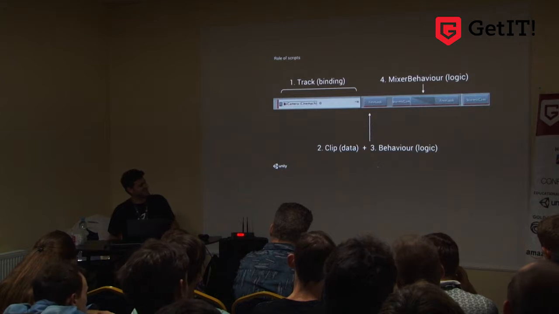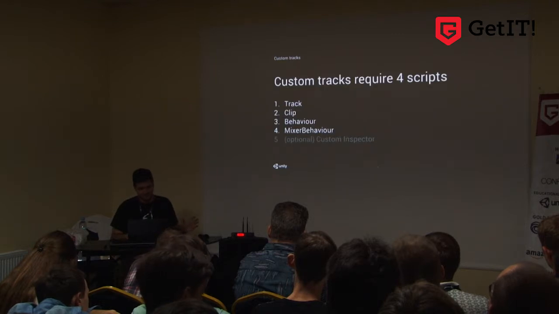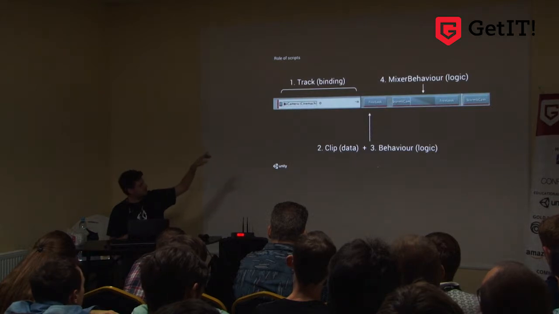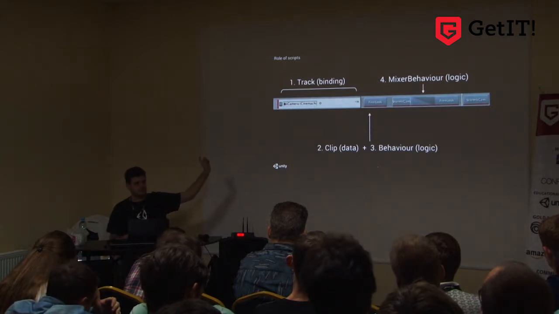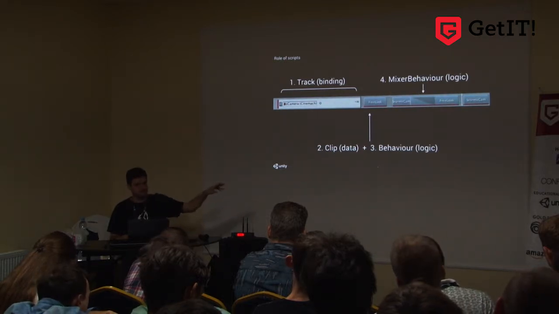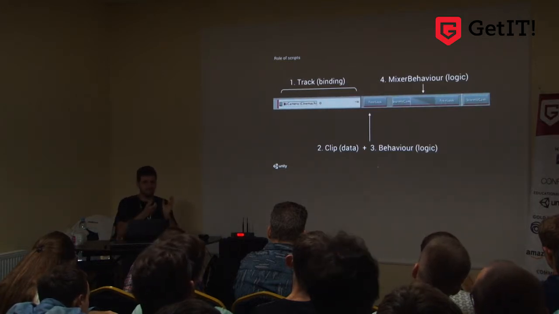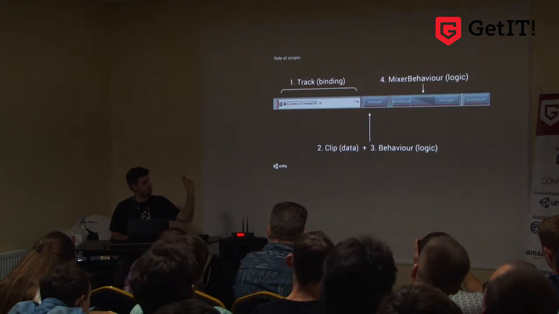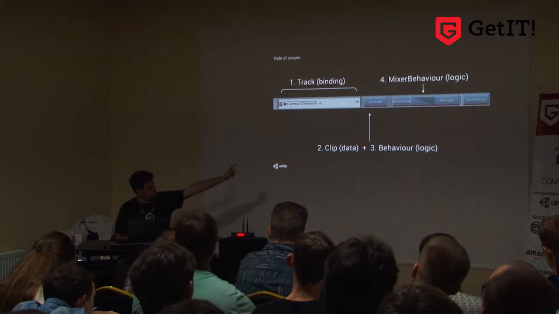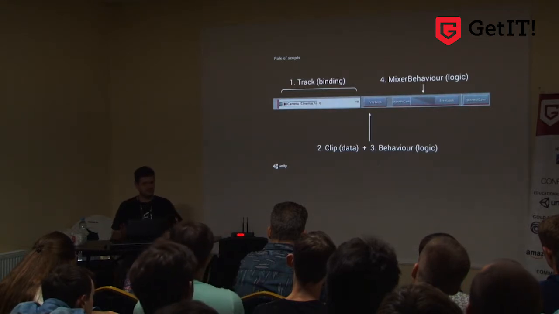So if we look at it from a programming point of view, these 4 scripts that I mentioned mirror somehow what you see in the editor. The first one, the track, defines the binding. The second one, the clip, works together with the behavior: the clip holds the data from every clip, and the behavior holds the logic. So if I create a clip that takes some kind of float, the float is going to be in the clip script, and then as the timeline plays, it's going to ask the behavior script, like, how do you function? What do you do?